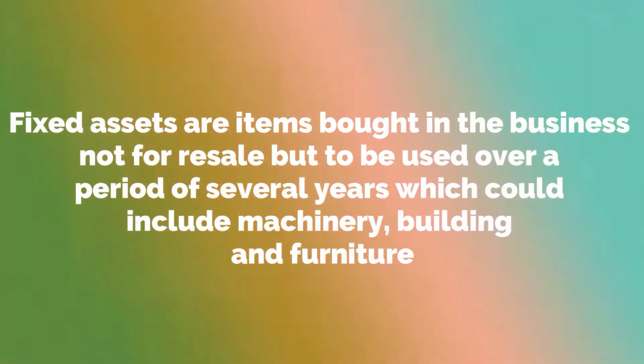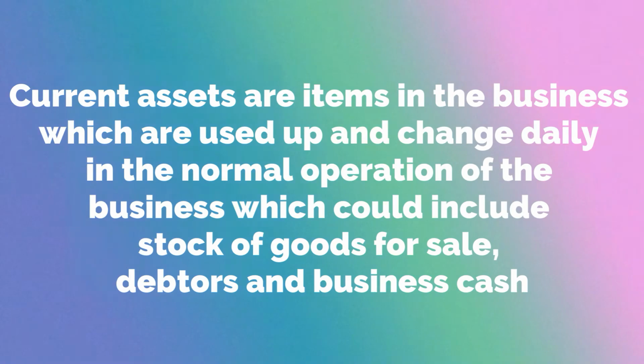and capital. Fixed assets are items bought in the business, not for resale, but to be used over a period of several years, which could include machinery, buildings, and furniture. Current assets are assets in the business which are used up and changed daily in the normal operation of the business, which could include stock of goods for sale, debtors, and business cash.